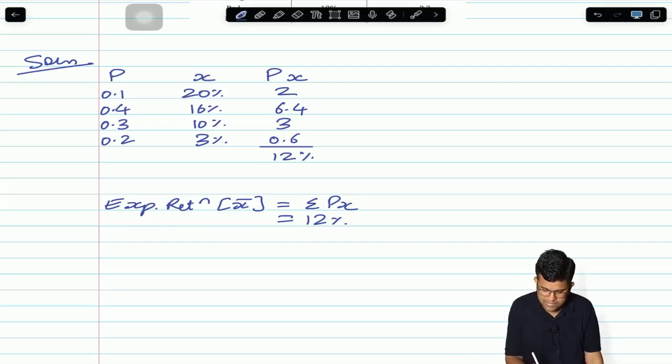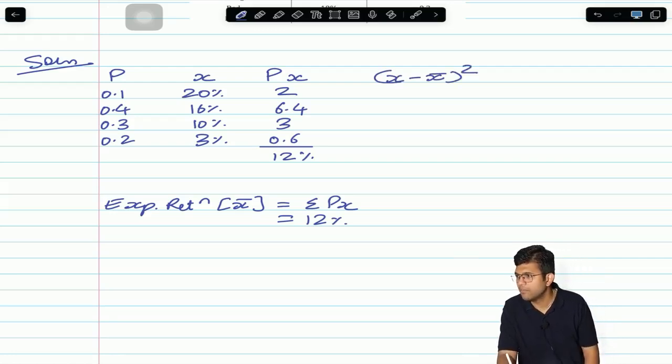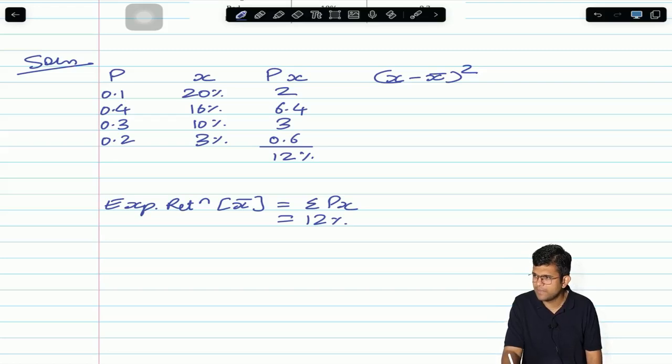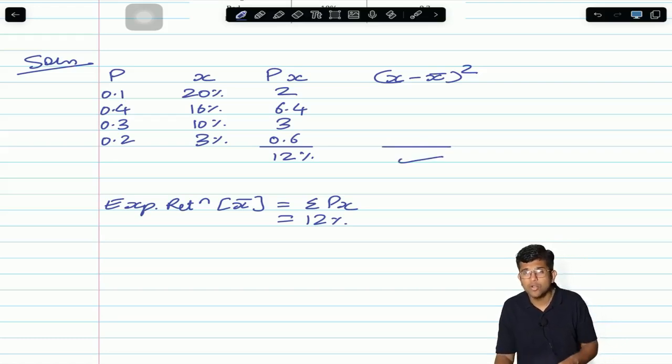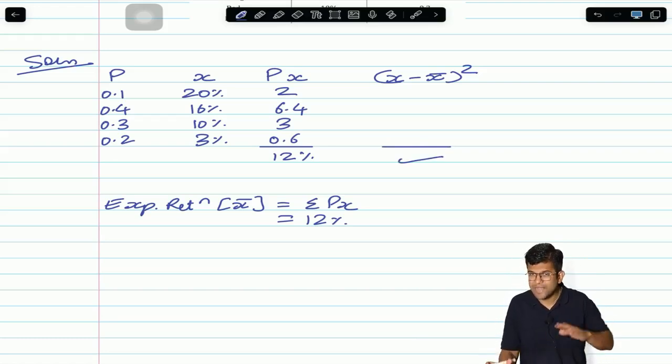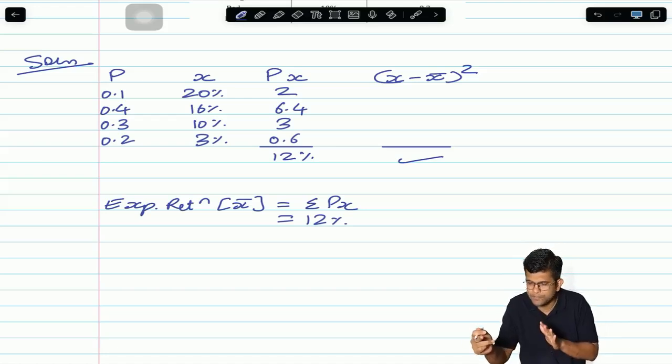There is a level of risk. How much risk is there? Can I say for that I will have to do x minus x bar the whole square? Are you listening? X minus x bar the whole square. But you remember when you get this number, 333.072, then you have to first divide by 5 also, to find the average. I hope you are able to understand, and then we root it.